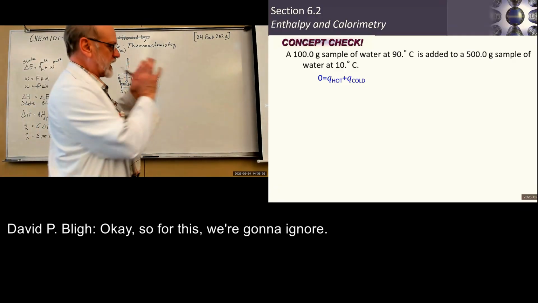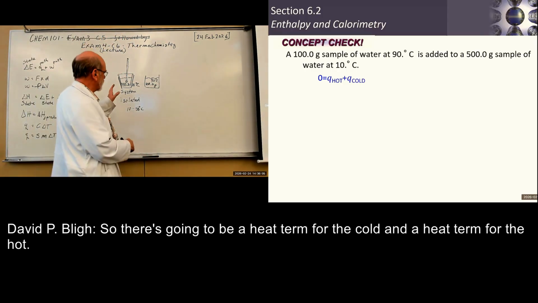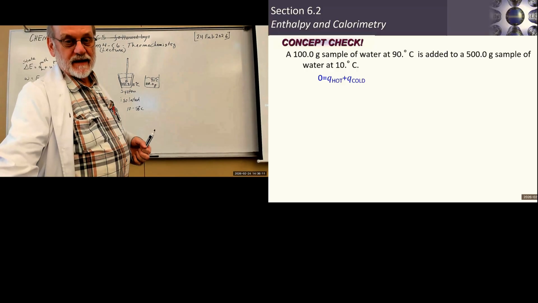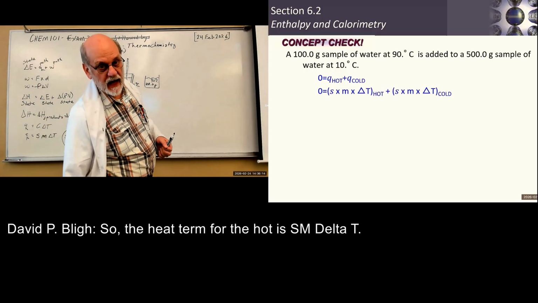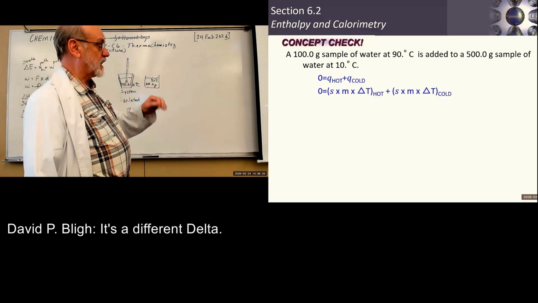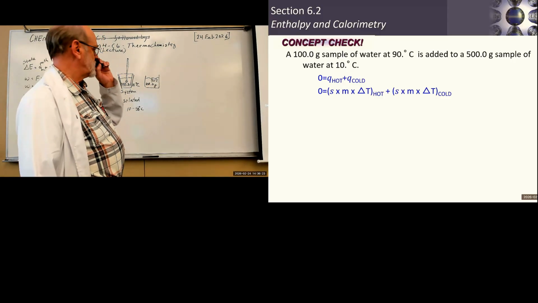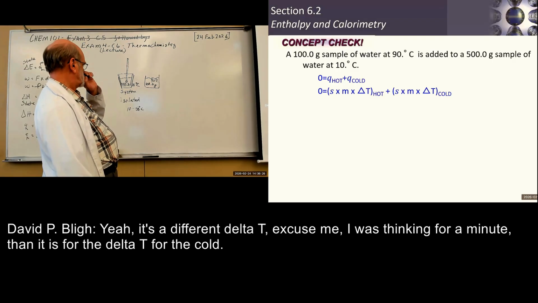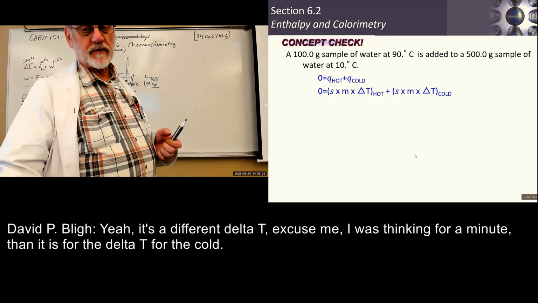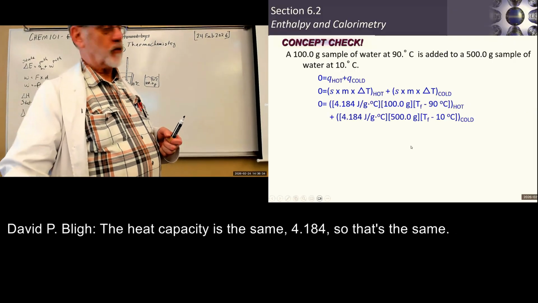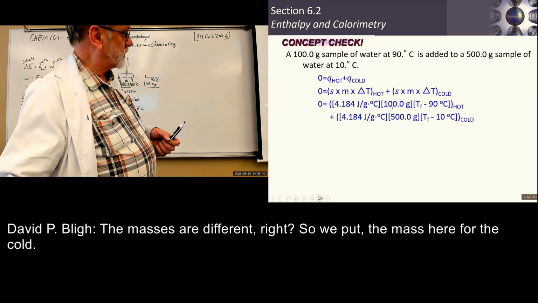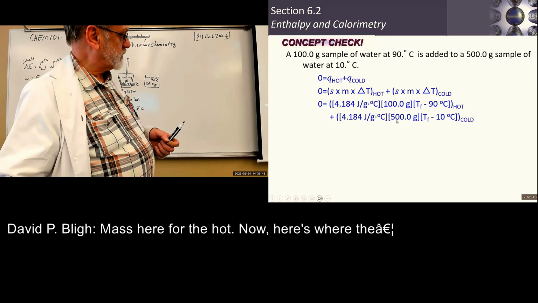Okay, so for this, we're going to ignore it. So there's going to be a heat term for the cold and a heat term for the hot. The heat term for the hot is S M delta T. It's a different delta T than it is for the delta T for the cold. The heat capacity is the same, 4.184. So that's the same. The masses are different, right? So we put the mass here for the cold, mass here for the hot.